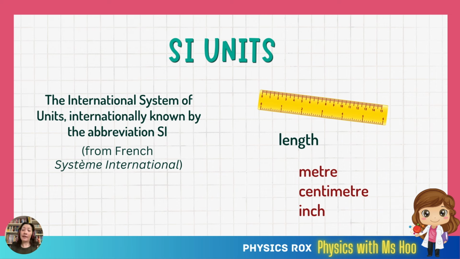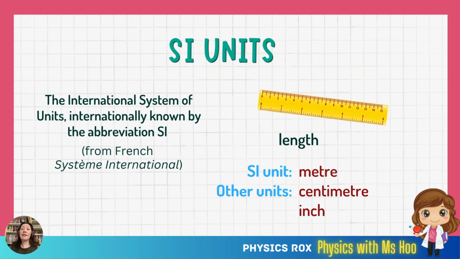So for length, the SI unit is meters. And of course, you can express the length in other units, for example, in centimeters or inches. For physics, we would always prefer to express the value in SI units. So most of the time, we will be expressing length with the SI unit of meters.